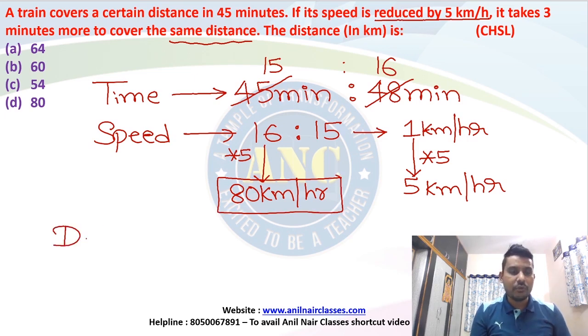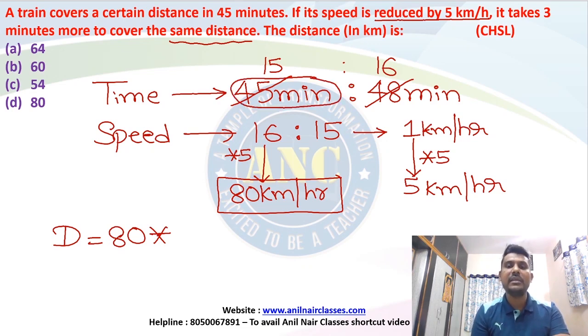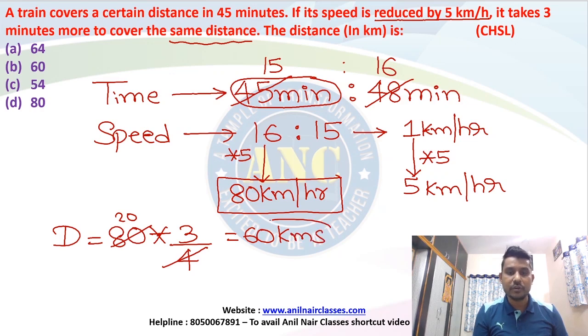They are asking you to find the distance. Distance is speed into time. Speed is nothing but 80 kilometers per hour, and that is the initial speed. Initial time taken is 45 minutes. 45 minutes is nothing but 45 by 60 hours, which is nothing but 3 by 4 hours. 4 into 1, 4 into 20, 20 into 3. The answer for this easy question should be 60 kilometers, which is option B.